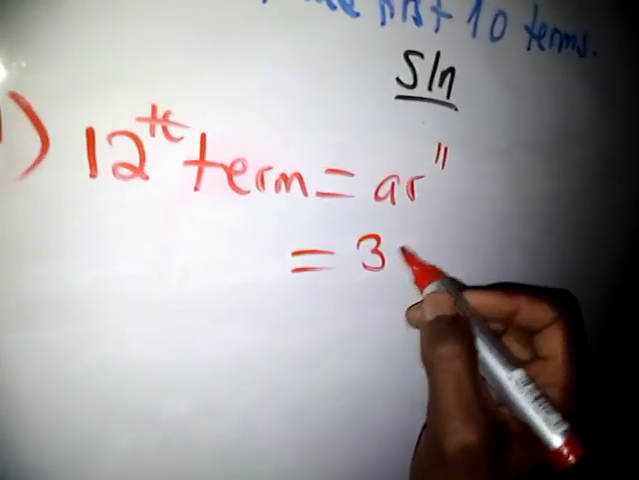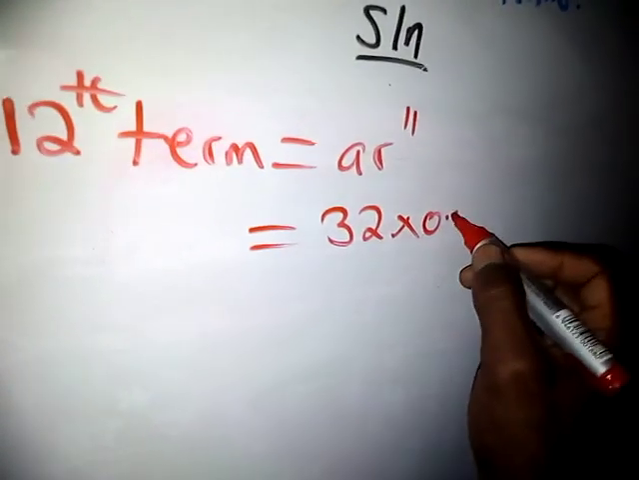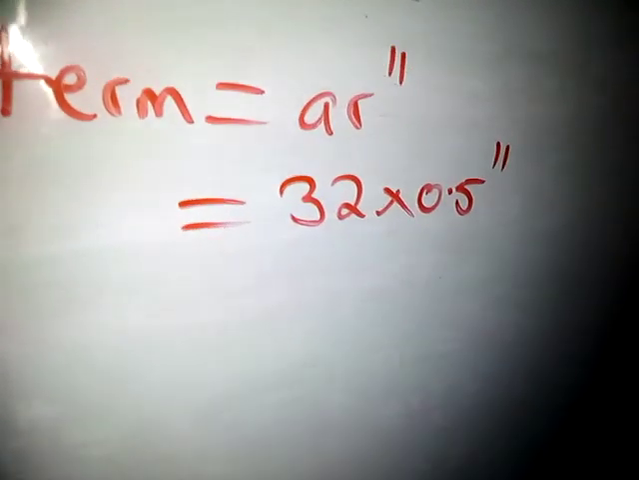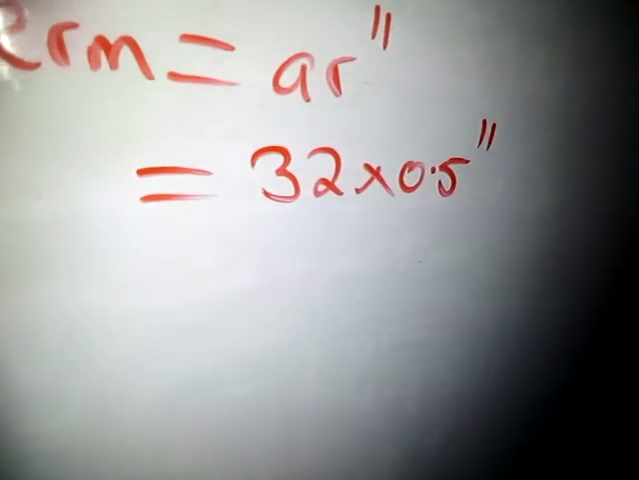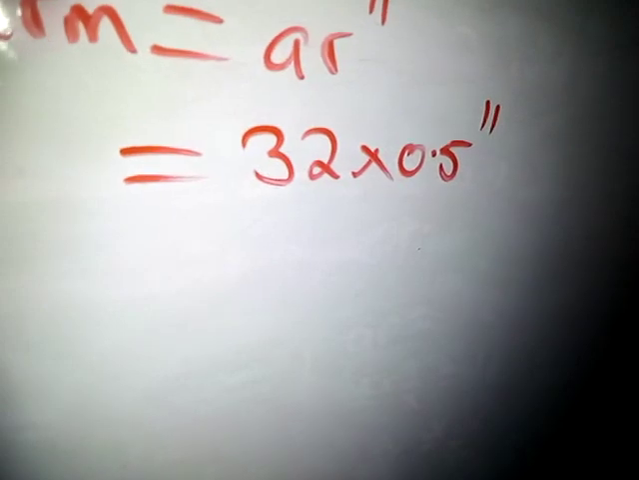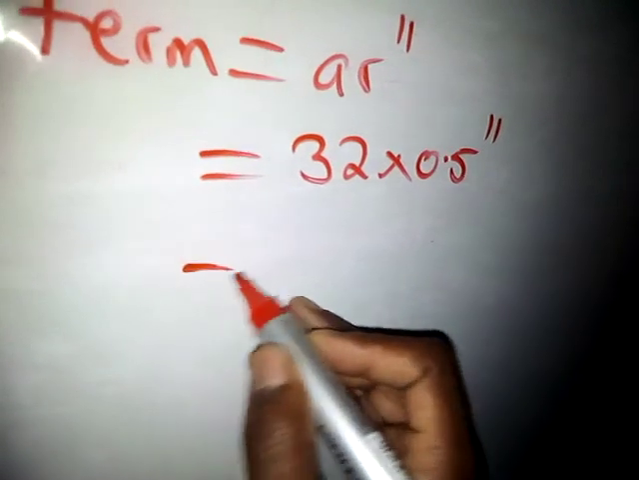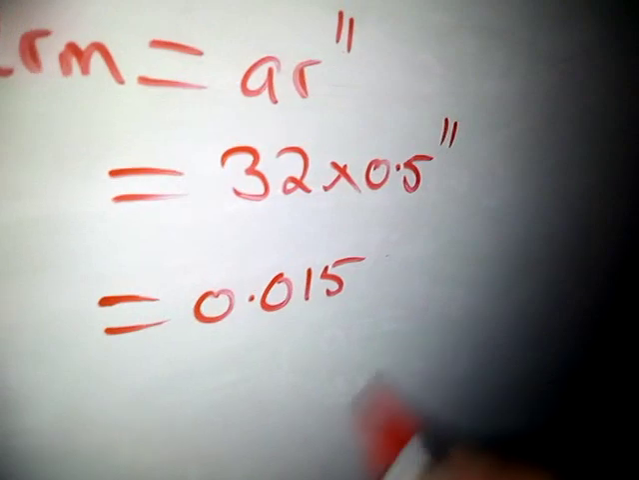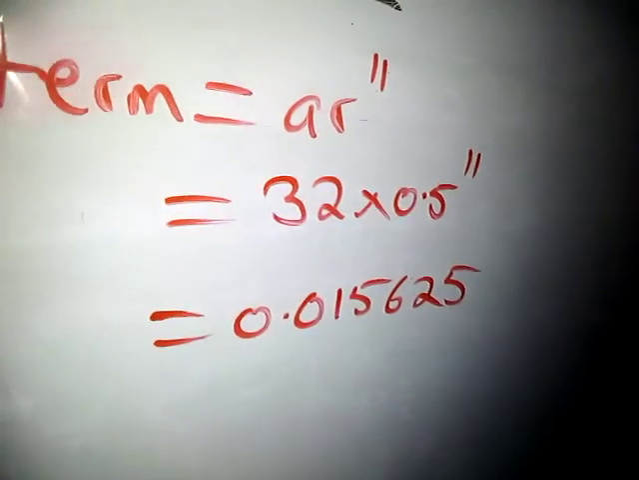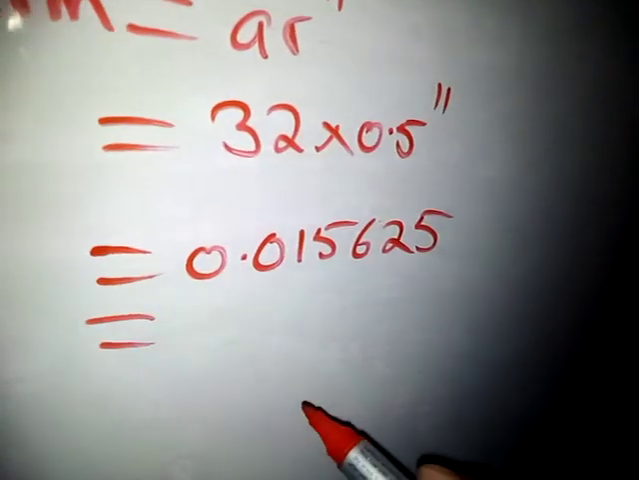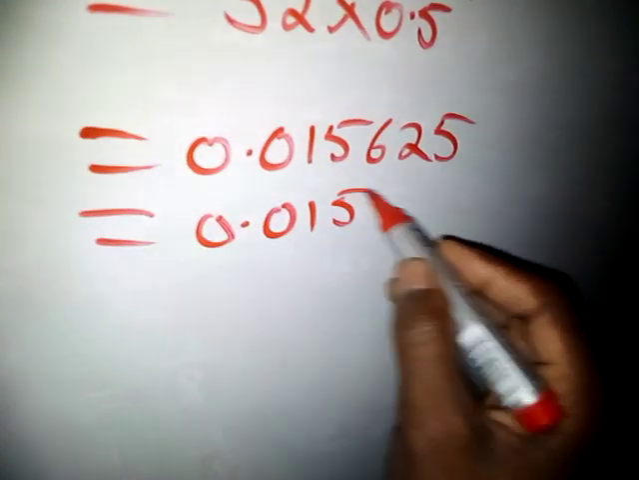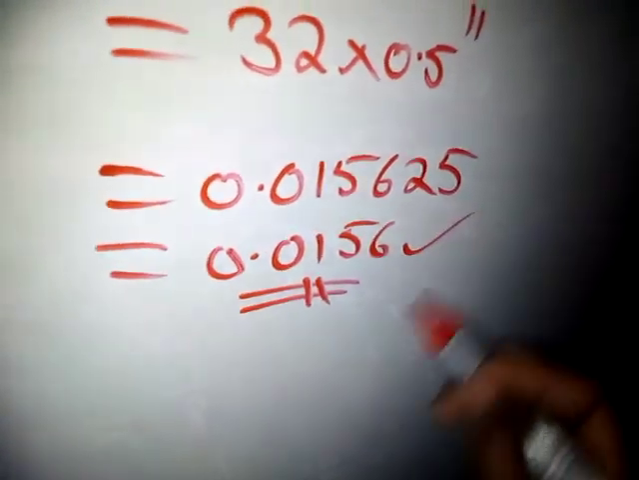But A we know as 32, and R as 0.5 raised to the 11th power. So if you multiply this, we'll have 32 times 0.5 to the 11th power. This gives us 0.015625. Expressing your answer correct to three significant figures, we have 0.0156. This will be your answer.